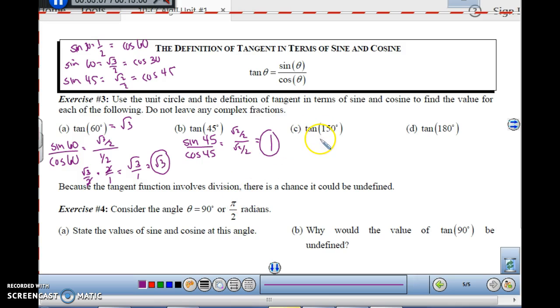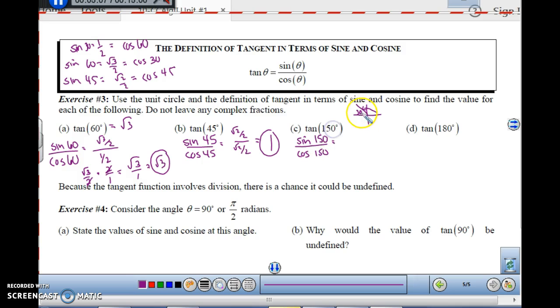All right, the tangent of 150. Now let's think about this. Where is 150 degrees on the unit circle? Well, 150 degrees would be in the second quadrant. Okay, and what would be its reference angle? Well, if this is 150, the reference angle would have to be 30. So we want to use the sine of 150 over the cosine of 150.